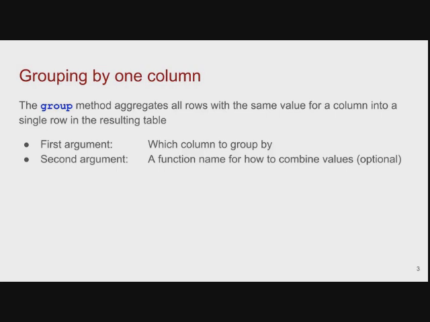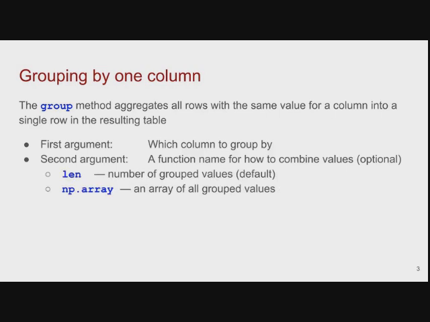That's a common reaction. But I will show you in the demo what the possible second arguments are, the functions that we can use. The default is the number of grouped values, that's the count, which is len. It's the default, so if you don't do anything, it's going to return that. However, you can also get an array, an array of all grouped values. You can also do sum, the total of all grouped values. So let me show you in a demo now.